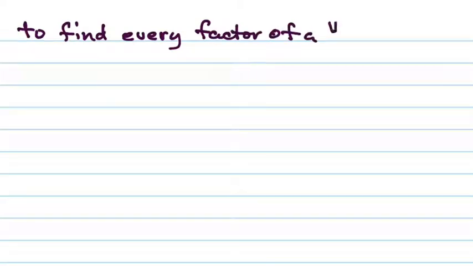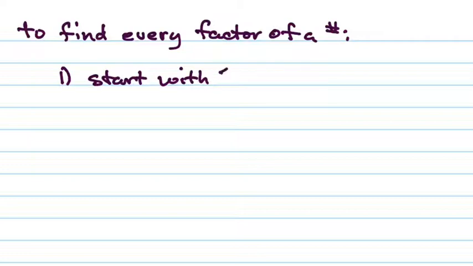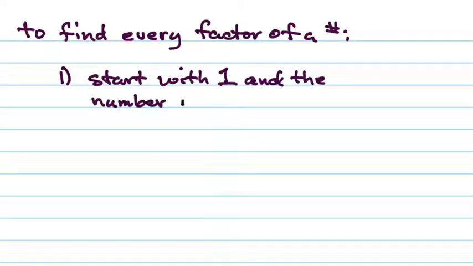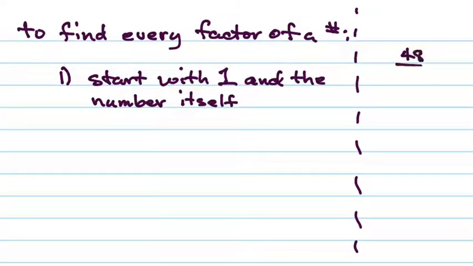To find every factor of a number, first, start with 1 and the number itself. Because remember that the number 1 divides evenly into everything. I'm just going to get an example going over here. Let's just say we have the number 48, and we want to find all of the factors of 48. Well, I know that 1 goes into it 48 times.